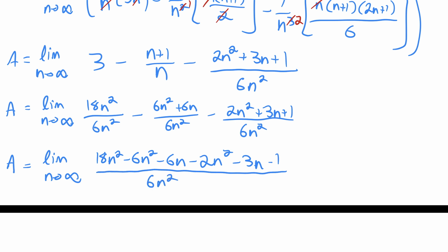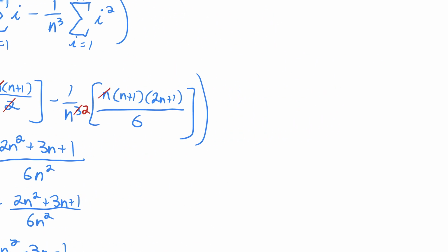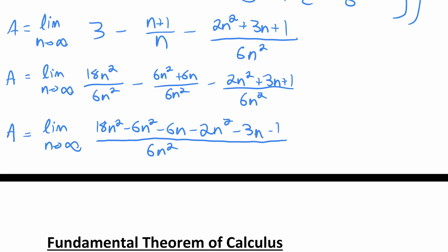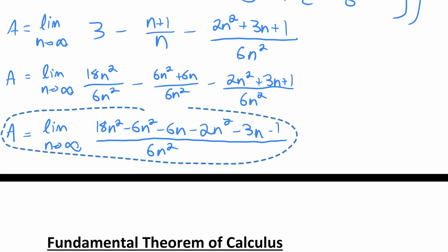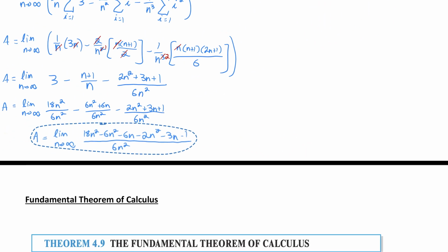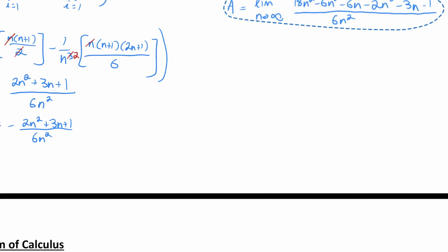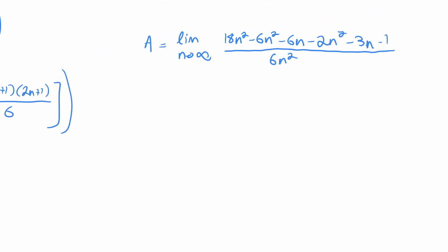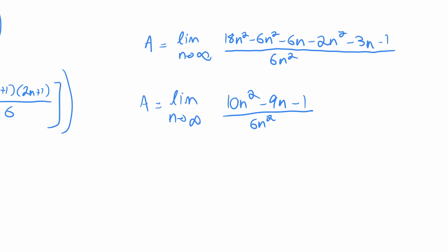And now I'm going to have to give myself some more room to work here. So what I'm going to do is I'm just going to take this and we'll move it over to the side here so I can write a couple more lines. I'm going to collect my like terms. I've got an 18n squared minus a 6n squared minus a 2n squared. So that gives me 10n squared. I also have negative 6n minus 3n, that's negative 9n. And my only constant is that negative 1. And now I can evaluate my limit.